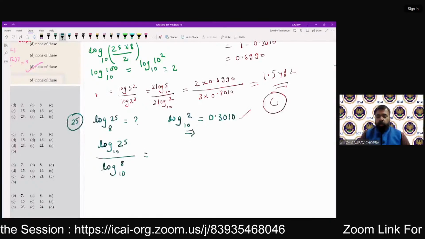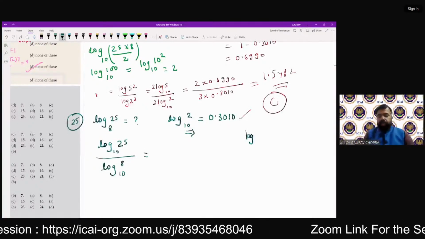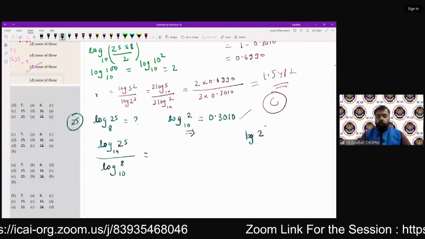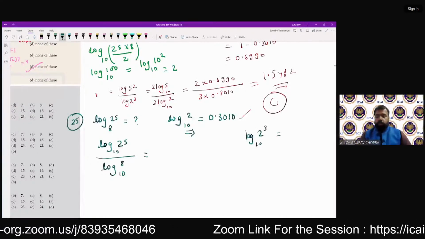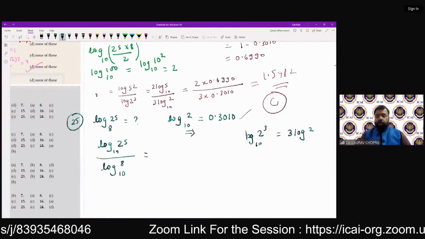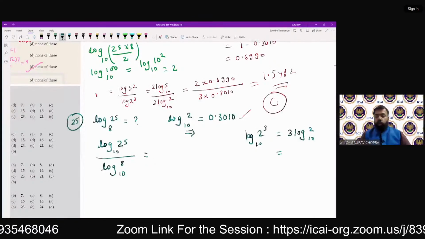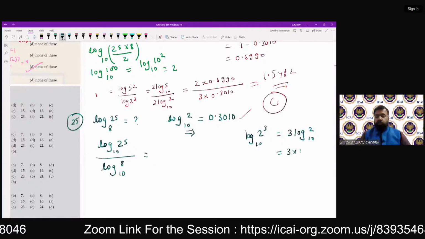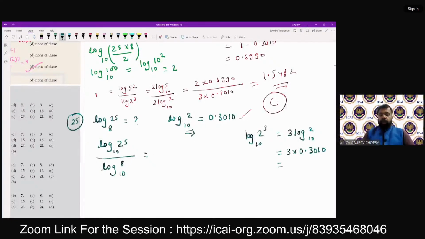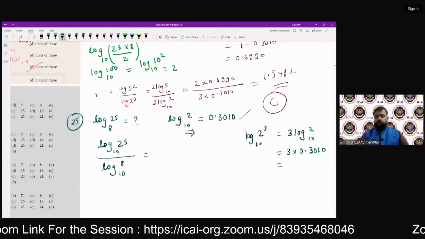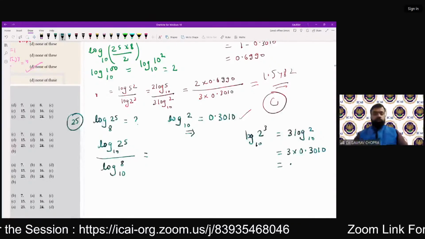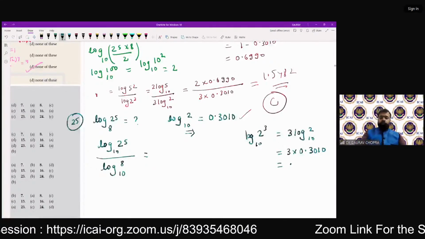If you solve log 8 base 10, log 8 can be written as 2 cube. Now 3 will jump forward to 3 into log 2 base 10. Now the value of log 2 is given in the question. How much is given? 0.3010 multiplied by 3. What are you getting? Point, how much? Solve quickly and tell me.